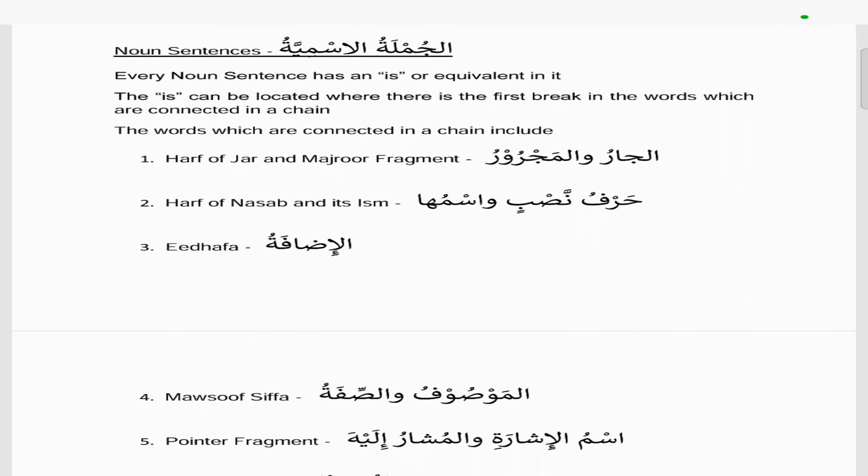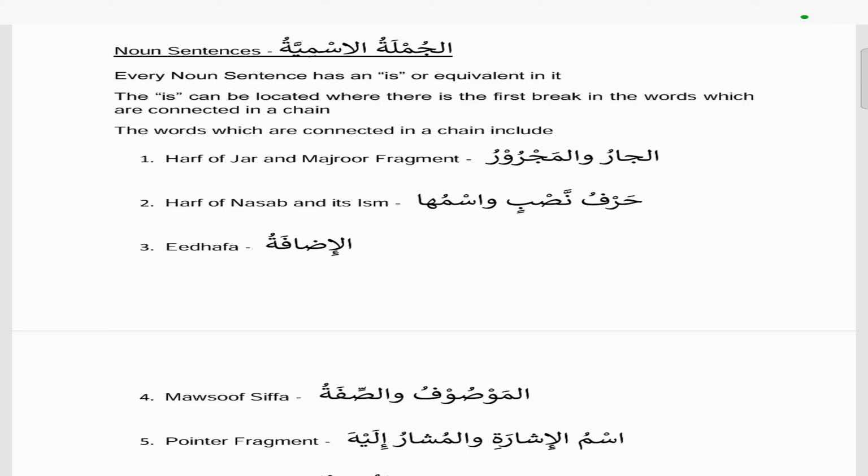The words which are connected in a chain include the harf of jar and the majroor fragment, the harf of nasab and its ism, the idafa, which is made up of a mudaf and a mudaf ilay, the masuf and sifa, the pointer fragment, and the harf of ataf, which we discussed, these 6 things, in previous chapters.